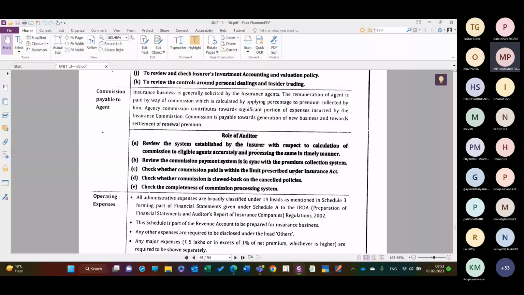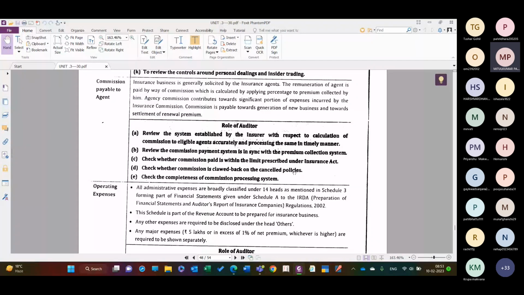So there is no, but earlier it was not there, and the large number of populations of our country are not able to understand the terms and conditions which is mentioned. So, and the agent are helpful while issuing the policy and at the time of claim. So it is the main role of the agent to help the policyholder at the time of claim settlement, which kind of document is to be provided, and so forth. So obviously, if it is sold through an agent, the commission is payable to the agent. The remuneration of the agent is paid by way of commission, which is calculated by applying a percentage to the premium collected by him or her.